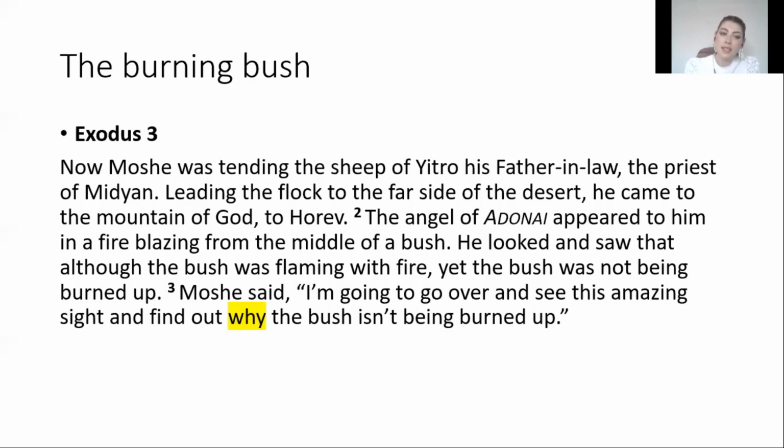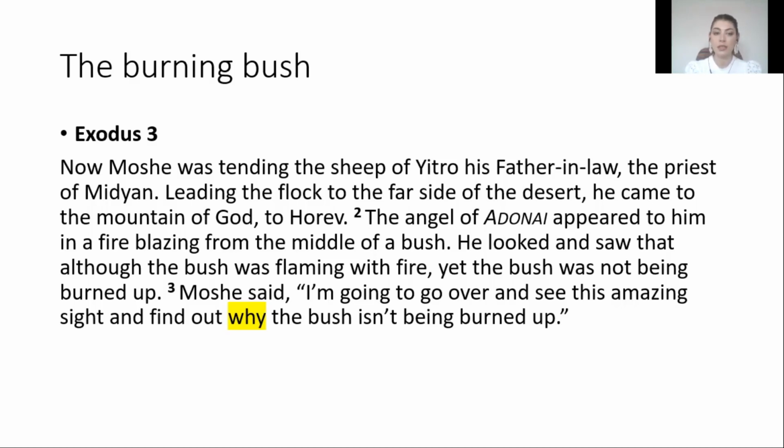So we go to Exodus 3. Now Moses was tending the sheep of Yethro, his father-in-law, the priest of Midian, leading the flock to the far side of the desert. He came to the mountain of God, to Horeb. The angel of Adonai appeared to him in a fire blazing from the middle of the bush.